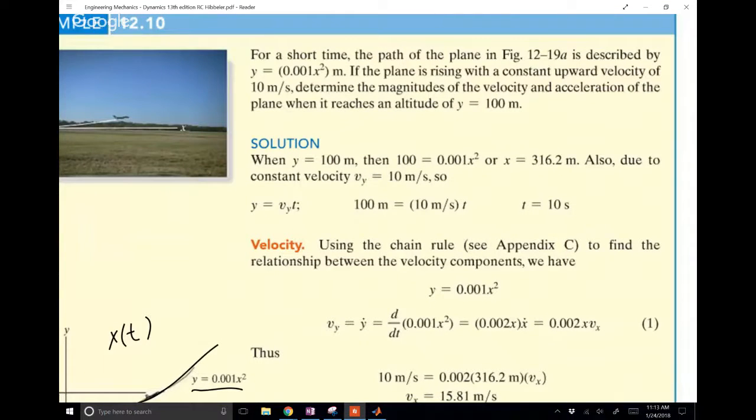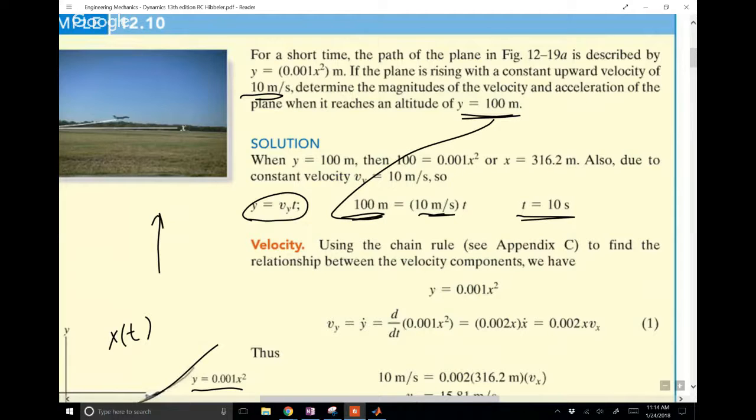So a short time function. If the plane is rising at a constant upward velocity of 10 meters per second, determine the magnitude of velocity and acceleration when it reaches an altitude of. So a constant upward movement, he's going to have something along those lines. Oh, here it is. 10. If you grab the 10, okay, so at 100, the only way to get that to be 100 is for 10 seconds. So then he goes through this thing.